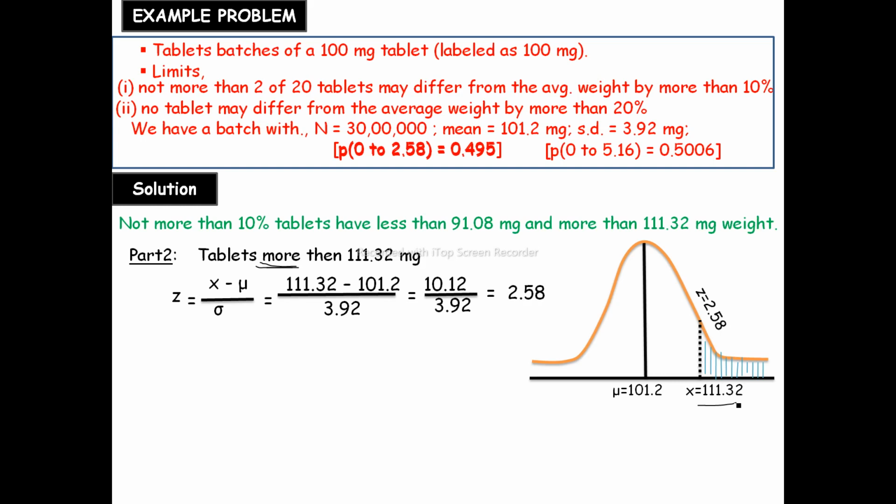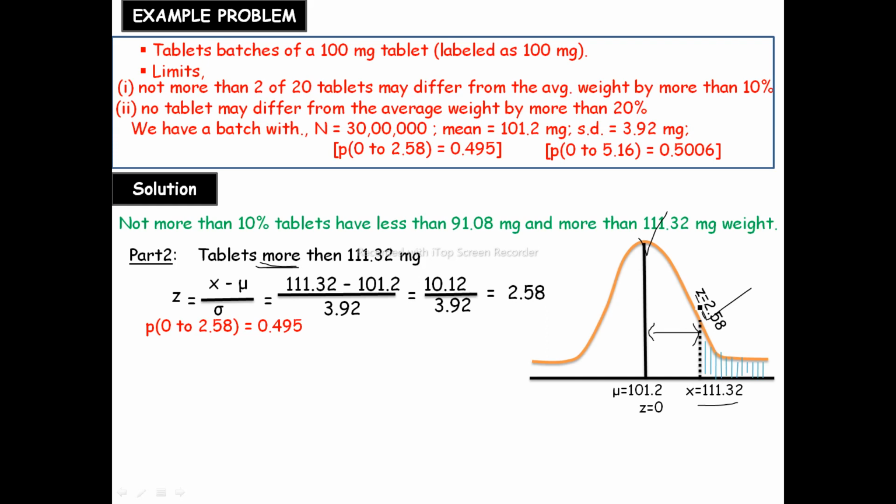So over here 2.58, and at the center the value of Z is always 0. This center line is 0, and at this dotted line the value of Z is 2.58. And what is given in the question itself? Yes, the value of P, the area from 0 to 2.58, is 0.495. So the area from here up to here, the entire area, is 0.495.